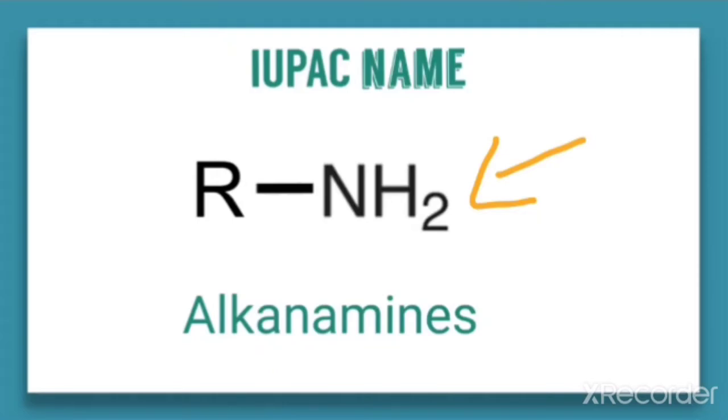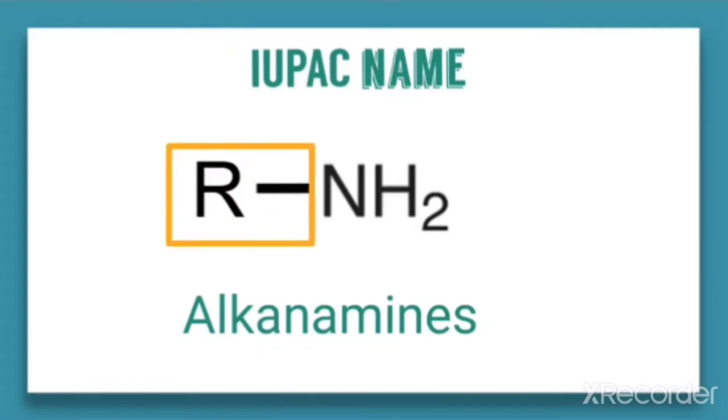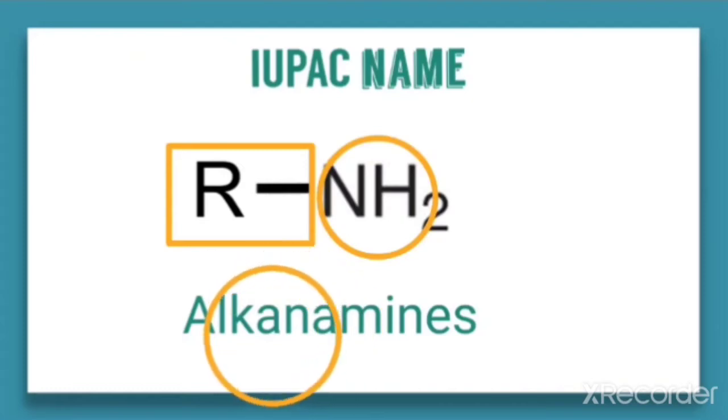So how do we name this one? First we have to name the alkyl group. Instead of saying alkyl group, we can take it as the main chain. So the R is taken in the main chain, and NH2 is taken as a functional group. What is the name for that R? It is named in this way, that is alkane, and the word amine is used here.